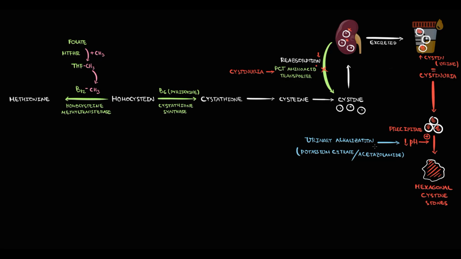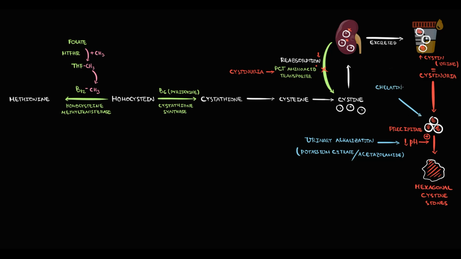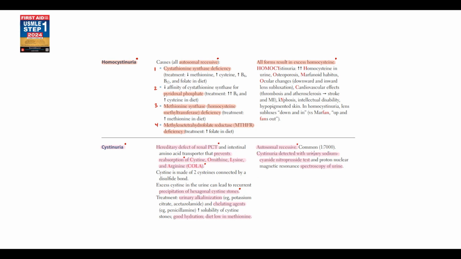The logic is that the more alkaline is the urine, the higher the pH, and thereby the lower is the rate of cystine precipitation. In addition to this, we can use chelating agents, which provide increase in solubility, and by this they markedly decrease the rate of cystine stones formation. Cystinuria can be detected by 2 methods: urinary sodium cyanide nitroprusside test and urine spectrometry. In treatment, in addition to urinary alkalization and chelating agents, patients should have a good hydration, and we have to recommend a diet low in methionine.